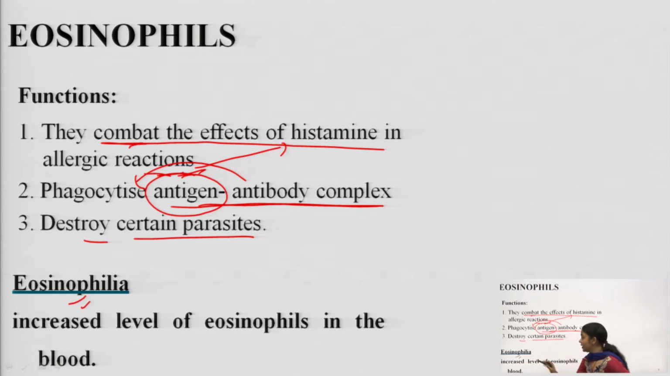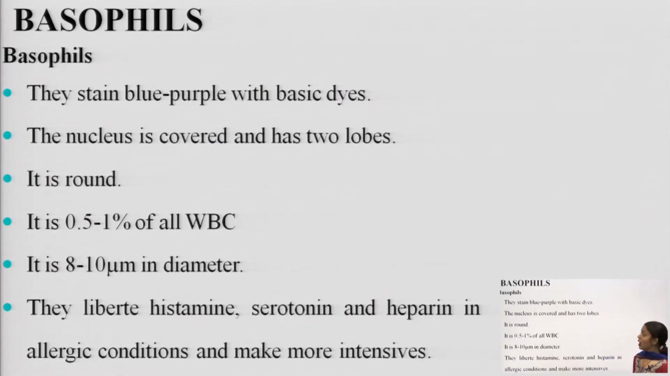Now eosinophilia. What is eosinophilia? An increased level of eosinophils in the blood is called eosinophilia. Now the basophil.